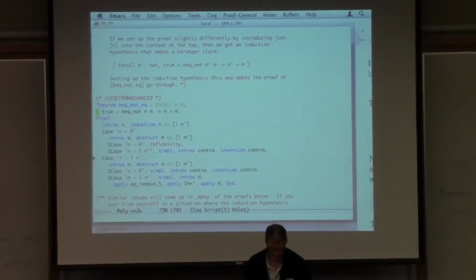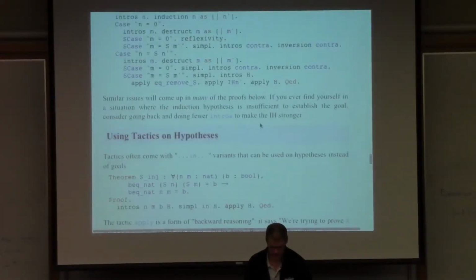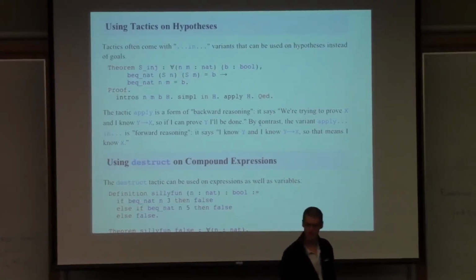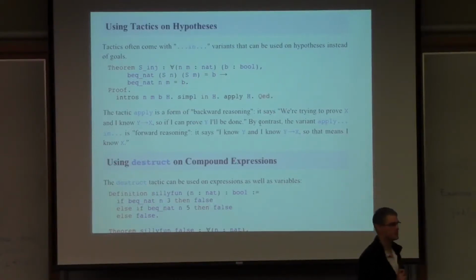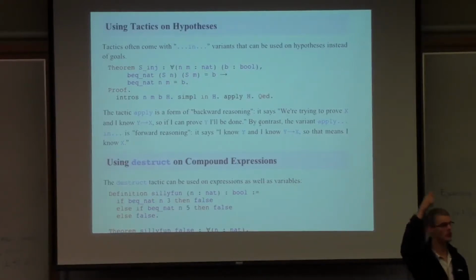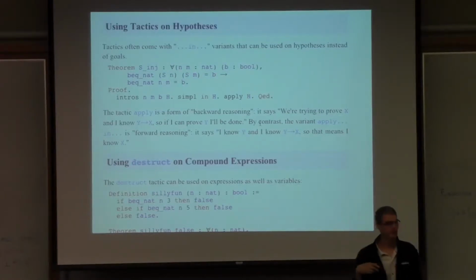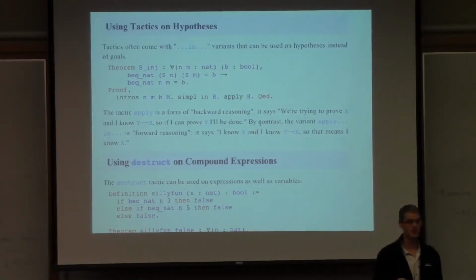Okay. So that's that about varying the induction hypothesis. Here's a useful little thing. Almost all of the tactics in Coq have variants that, instead of working on the goal, work on some hypothesis. So, for example, instead of saying simpl, you can say simpl in H, or indeed you can say simpl in star, and it will just simplify everything in sight.